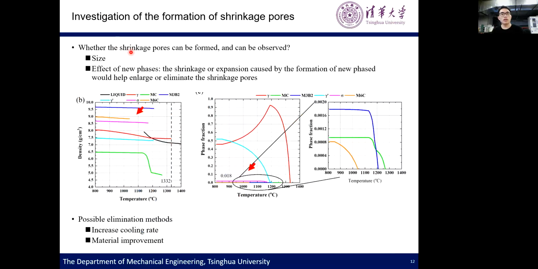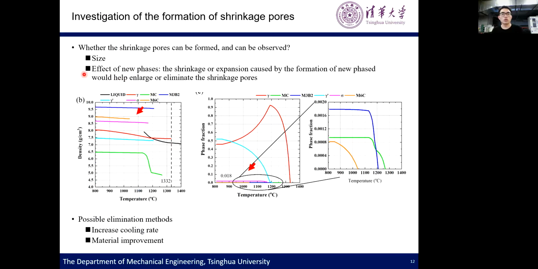However, whether the shrinkage cage pores can be formed and observed, first we need to consider the size of the shrinkage cage pores, or the isolated regions. If the size is too small, maybe we cannot see it. This is why we have this consideration.